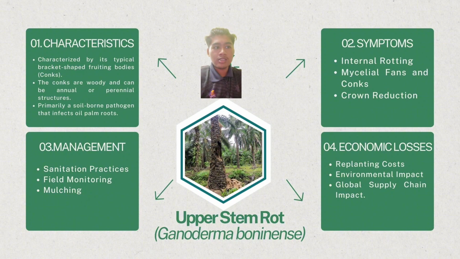Next, workers in the field can focus on field monitoring, where they regularly monitor oil palm plantations for symptoms of upper stem rot. Early detection allows timely intervention and helps prevent the further spread of the disease.